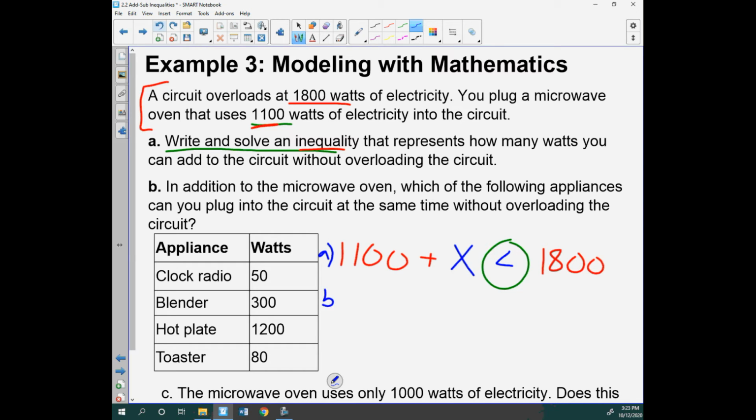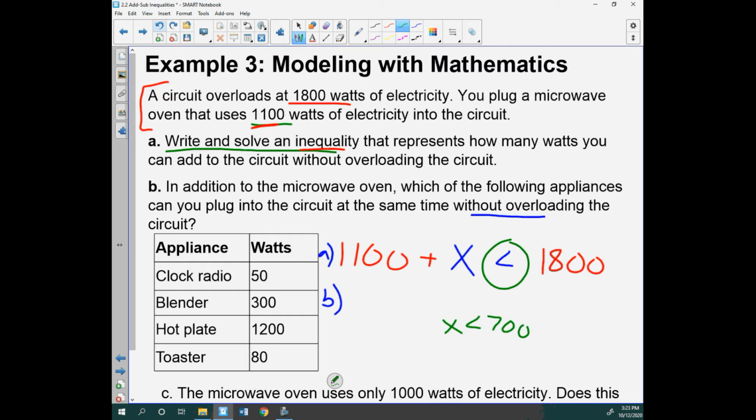So for letter B, it says, in addition to the microwave, what appliances could I plug in without overloading it? Okay? Well, if I wanted to just quick solve this, you can probably think and just realize, hey, minus 1100, I can add less than 700, because 1100 plus 700. So if I add anything, 700. So what does that mean I could add?